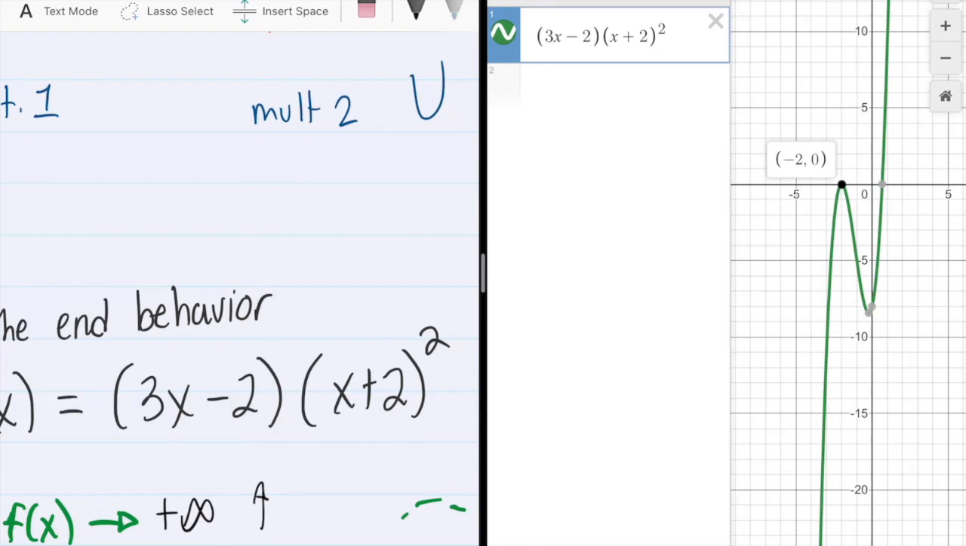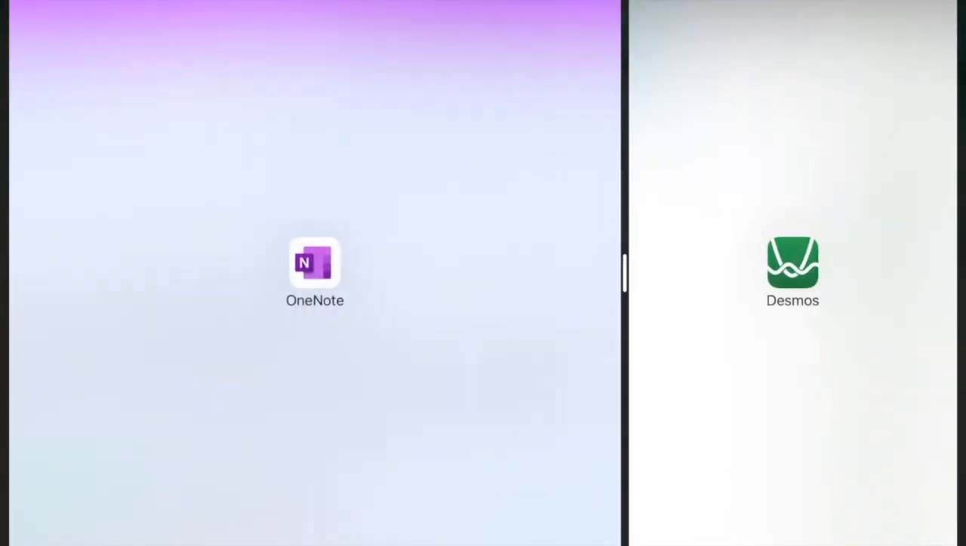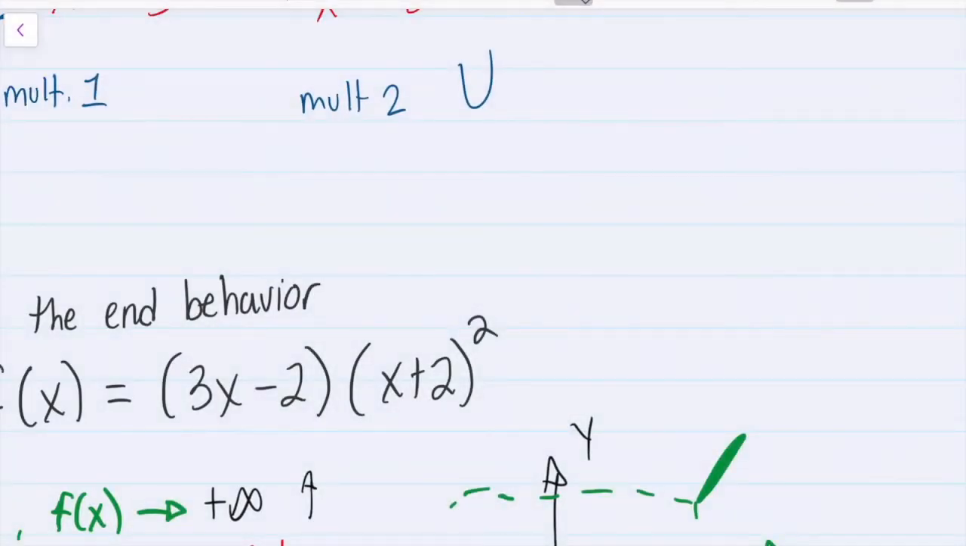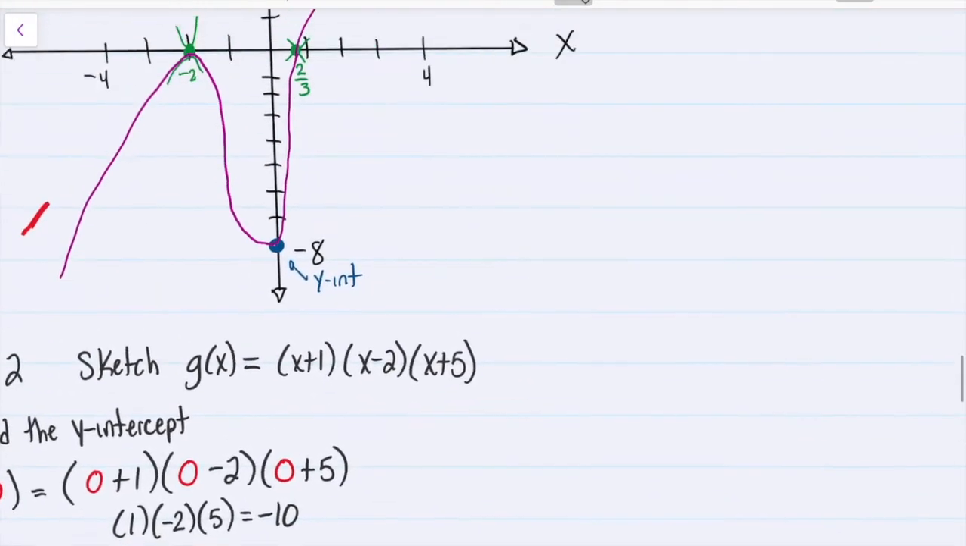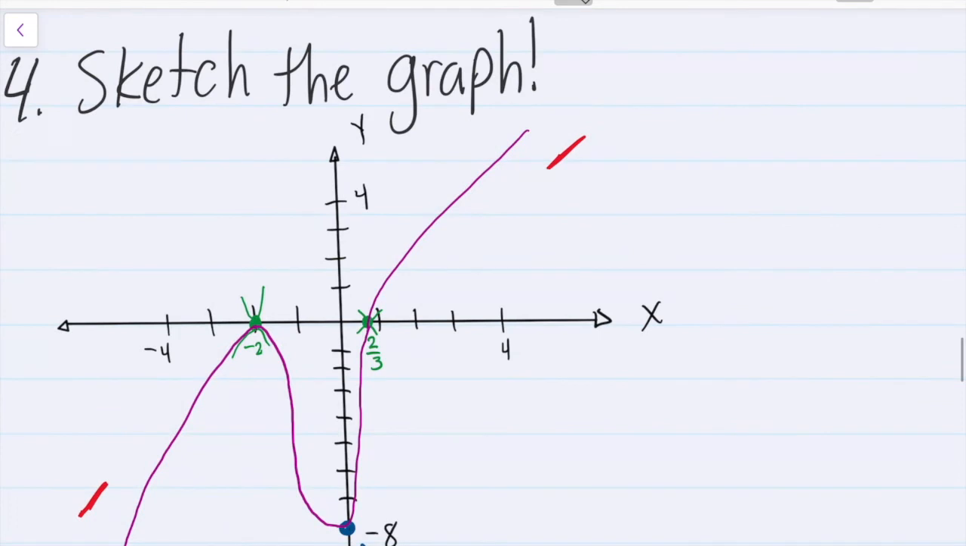Well, let's look at this, guys. Is it bouncing at -2? Is it crossing at (0, -8)? Is it crossing at 0.666 or 2/3? Did it start below the x? And did it end above the x? Everything seems true. So, like I said, it's not a 100% match, but it's a very accurate sketch. That's what we called it.